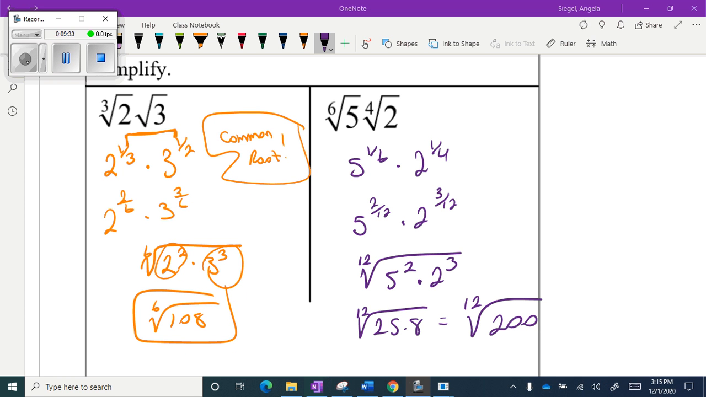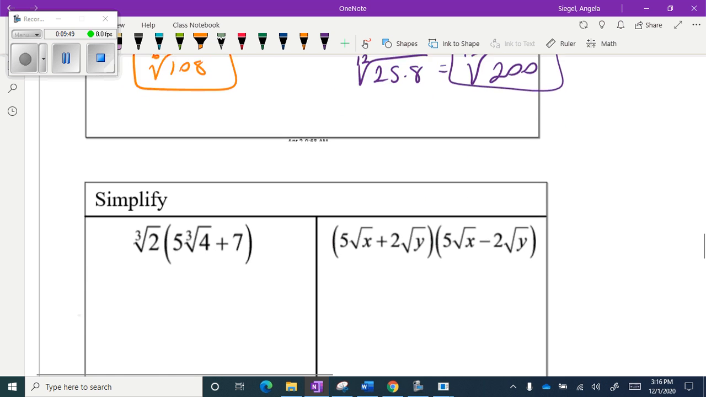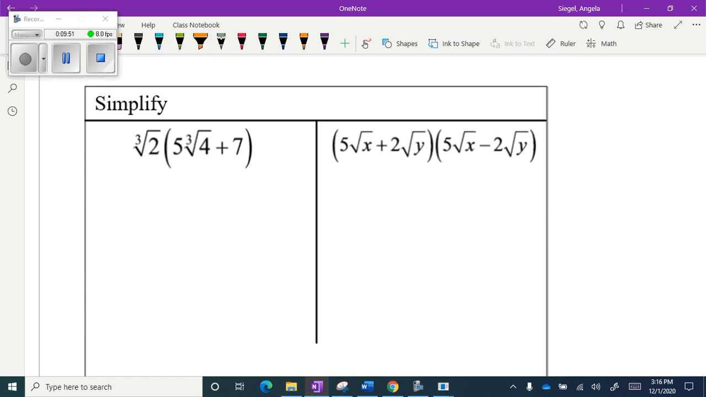Okay, so these are my steps here. The common denominator was 12, and so that became my root. And then I have 5 squared times 2 cubed, and when I multiplied those together, I ended up with 200. So my answer is going to be the 12th root of 200. Okay, so now let's go to different types of problems.